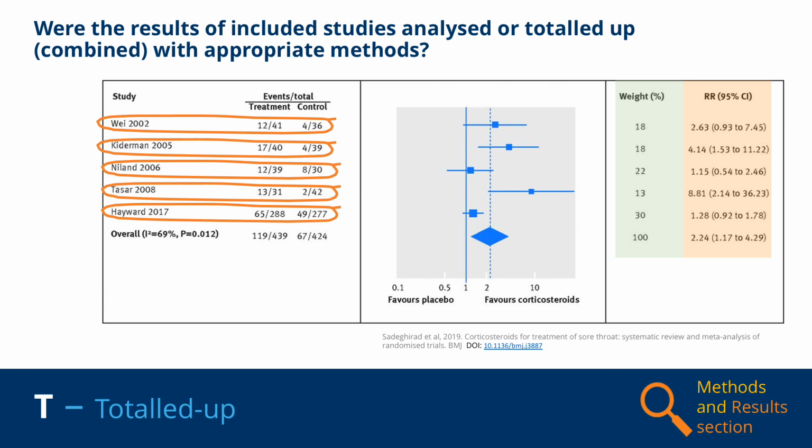Combining the results of individual studies without weighting them according to the information they contribute is also not appropriate. When a review uses a method of meta-analysis to combine or total up the results of individual studies, we would answer yes to this checklist item.